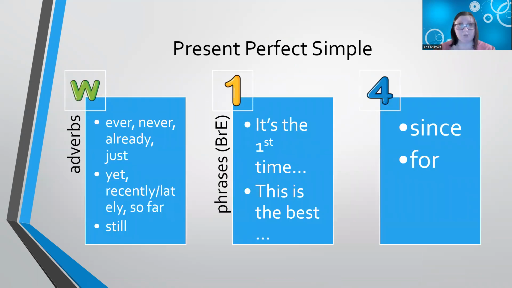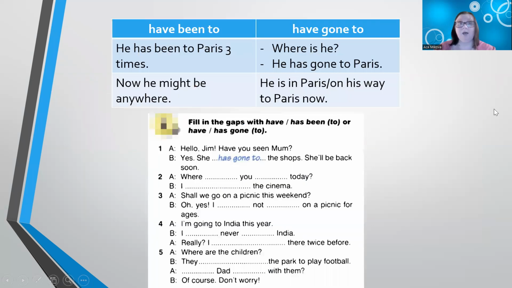Combining all the variants which we talked about, you can see the table here, some adverbs, some phrases, and since and for. All these words can show you that we need present perfect. Do you remember? I asked you to remember the 3 forms: go, went, gone, and been. Why? Because in English they are used in a bit different way with these 2 forms: have been to and have gone to.